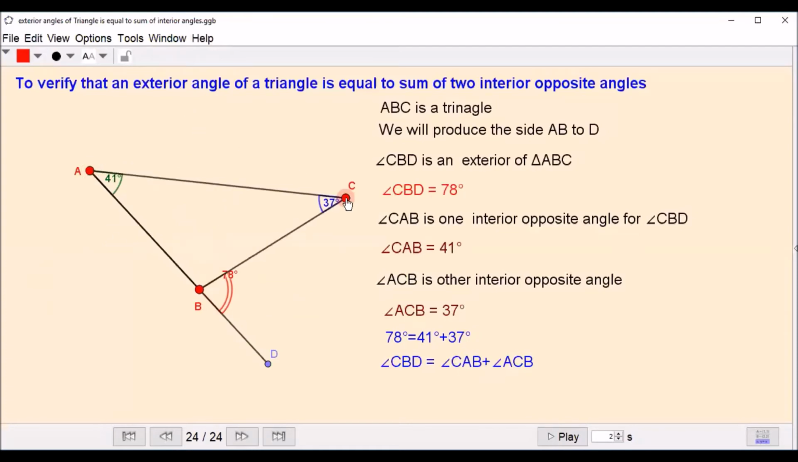So let us change now. Are you getting it? Yes, 37, 41, you are getting 78. Let us change again.